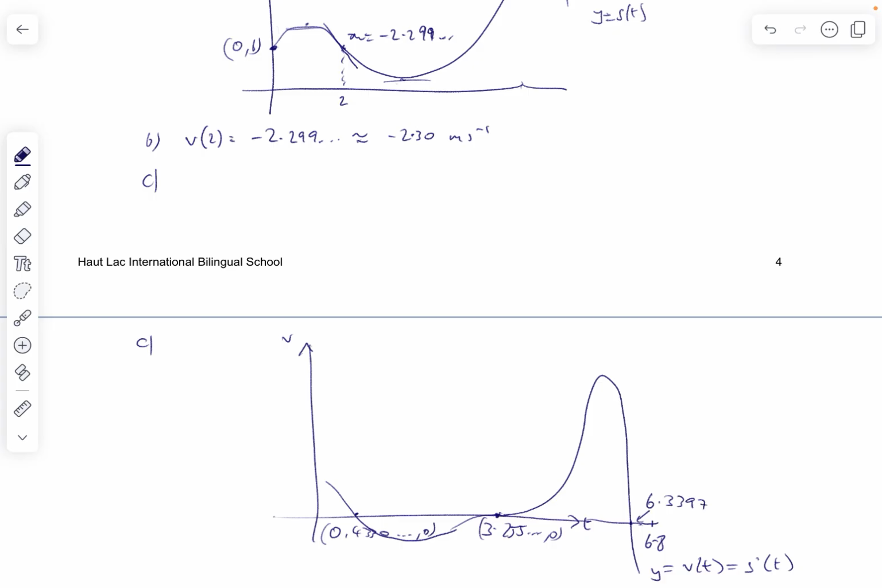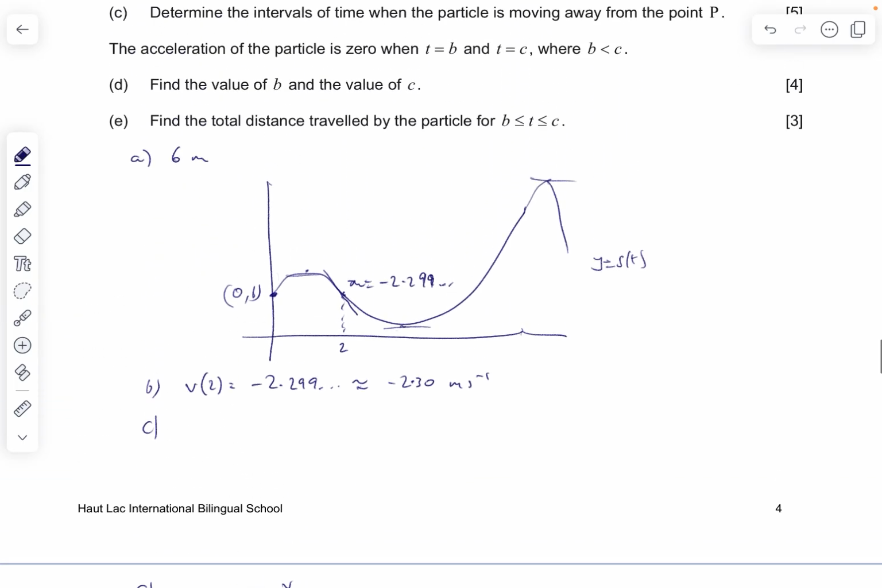So now, this is t, so t has to be less than 0.433, or t has to be greater than 3.26 and less than 6.34. So those are my values for t, shown clearly as intervals and shown what t is allowed to be.